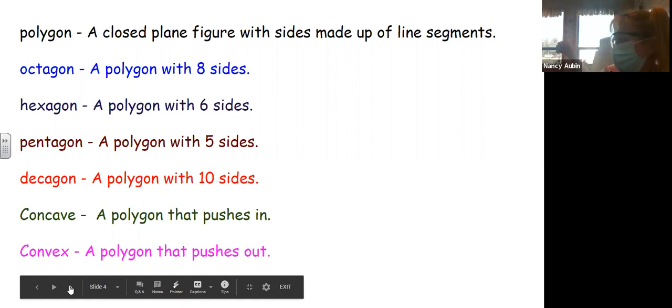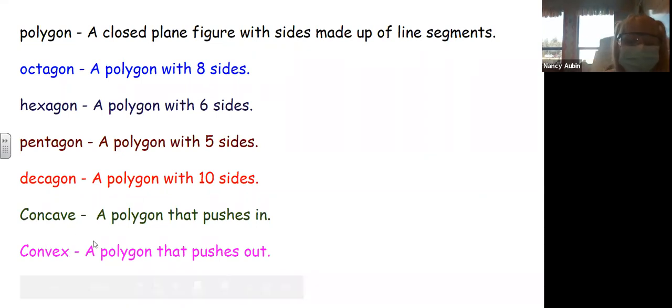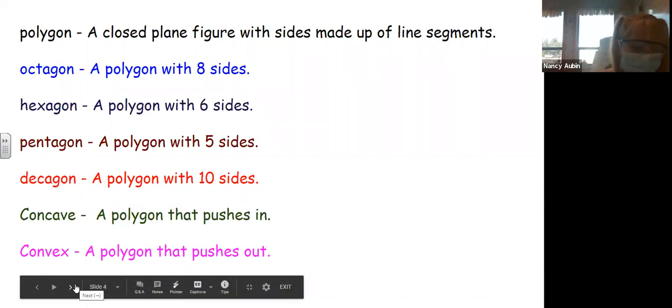An octagon. Give me a thumbs up if you've heard that word before. Octagon, like octopus, right? 8 sides. It's a polygon with 8 sides. Hexagon. Hexa means 6, a 6-sided polygon. Penta, like a house, a 5-sided polygon. Deca, meaning 10, a polygon with 10 sides. And then this was also on your Think Central. Concave is a polygon that pushes in like a cave. You'll see what I mean today. And convex means it pushes out. It's a polygon that pushes out. You'll see soon.